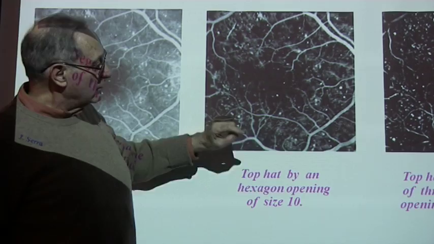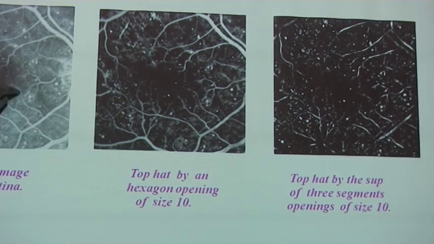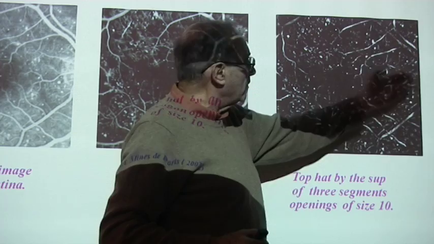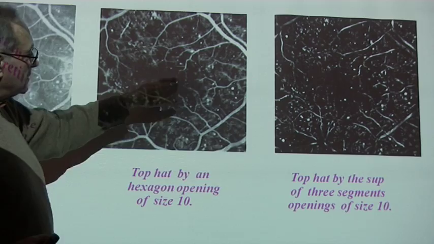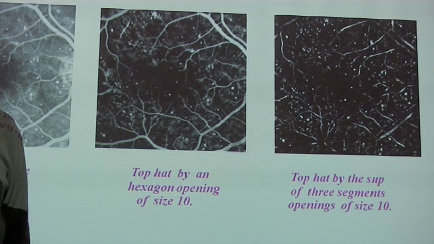Now, if I take segments, it is relatively difficult to put the segment everywhere, so there are portions where the length is not good enough for putting the segment, so they are destroyed. So you have less the effects of the vessels, and you still have the effect of the small aneurysms. But again, it is not perfect. The perfection arrives with another operation that we will see in 2 weeks.